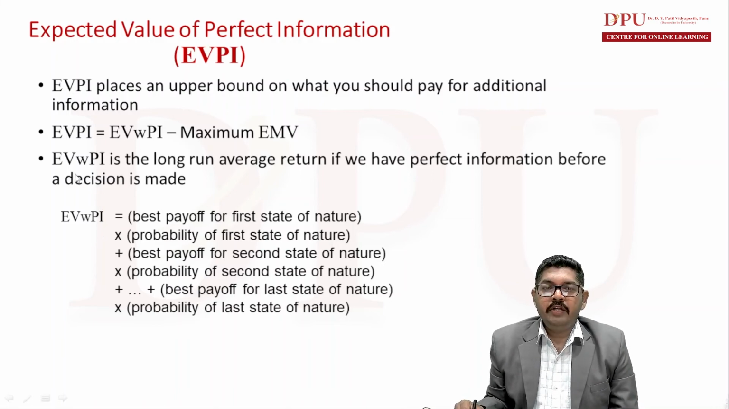Now what is EVwPI? EVwPI is the long run average return if we have perfect information before a decision is made. How do we calculate EVwPI? EVwPI is equal to the best payoff for the first state of nature multiplied by the probability of the first state of nature, plus the best payoff from the second state of nature multiplied by the probability of the second state of nature, and so on.